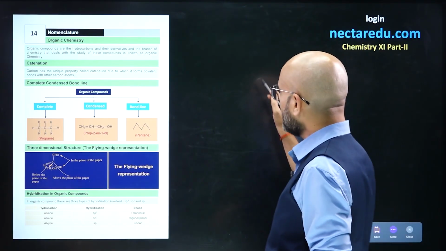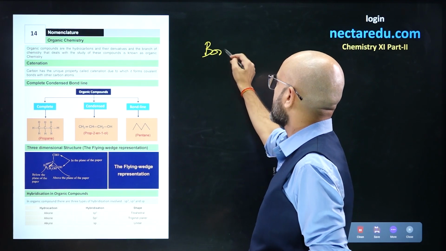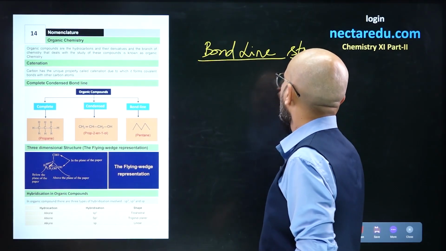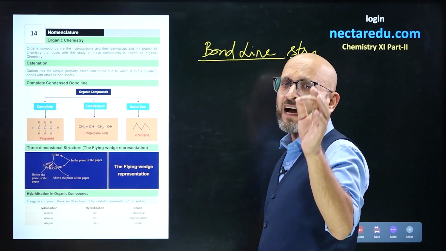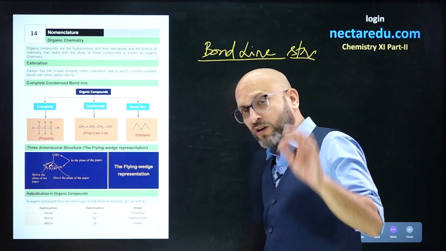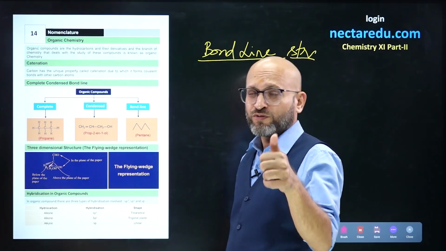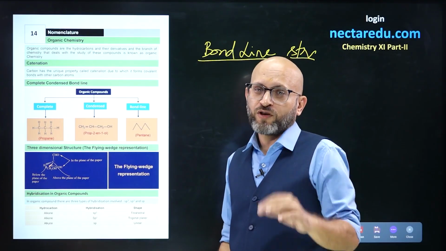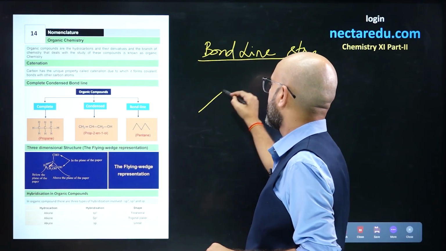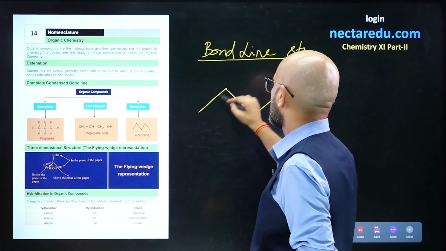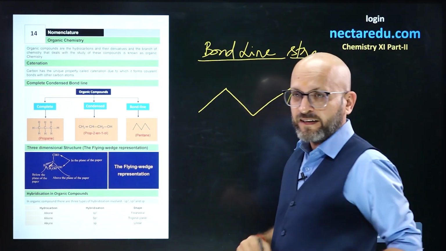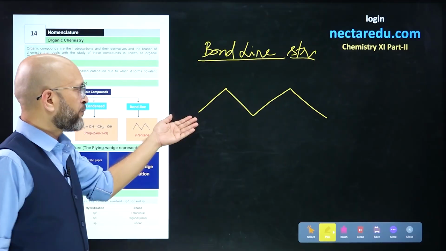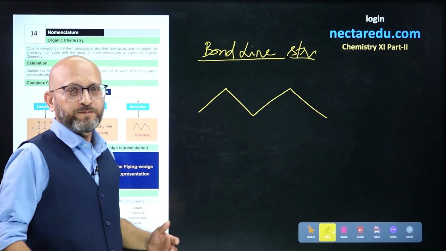Now, if I use a bond line structure, what is a bond line structure? In a bond line structure, we do not show carbon and hydrogen atoms. What? We do not show carbon and hydrogen? Yes, we do not show carbon and hydrogen atoms. So what do we show? We show just carbon-carbon bonds. For example, if we have pentane, we will represent it like this: 1, 2, 3, 4 and 5. This is pentane. Interesting, right? This is a very interesting representation, and bond line structure is a zigzag representation.